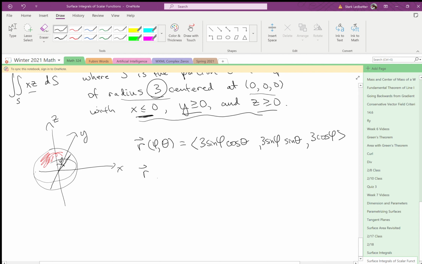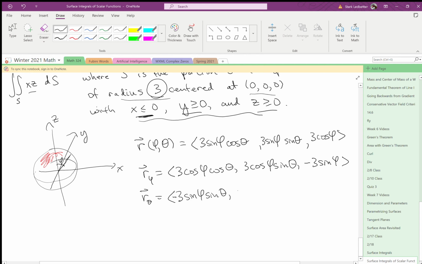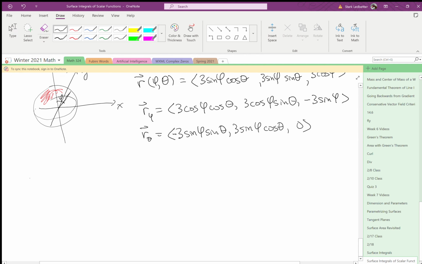Okay, so this is a little bit ugly now. R sub phi is then 3 cosine phi cosine theta, 3 cosine phi sine theta, comma, negative 3 sine phi, and then R theta is negative 3 sine phi sine theta, comma, 3 sine phi cosine theta, comma, 0. Okay, now I have to calculate a cross product, so that's slightly annoying.